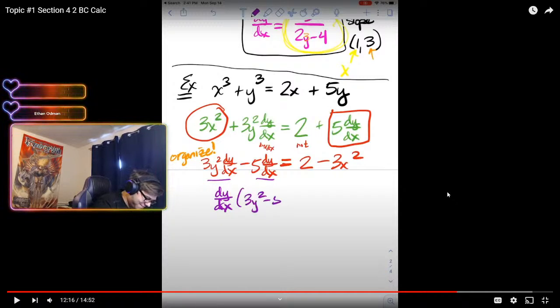There's no reason to. Dy dx times 3y squared minus 5 is equal to 2 minus 3x squared. If I could write, oh my god. 2 minus 3x squared. 3y squared minus 5 equals all the rest of that stuff.